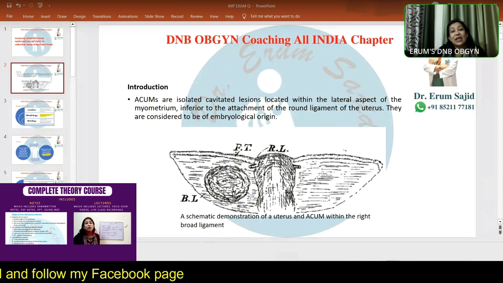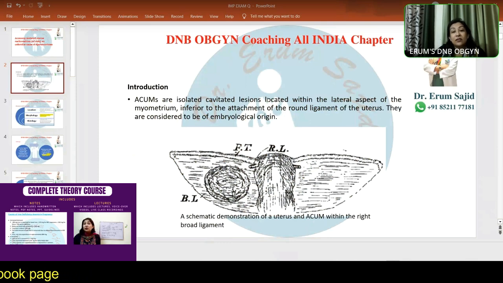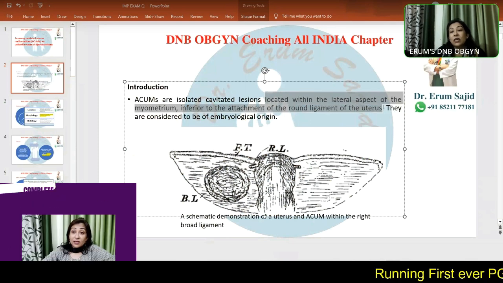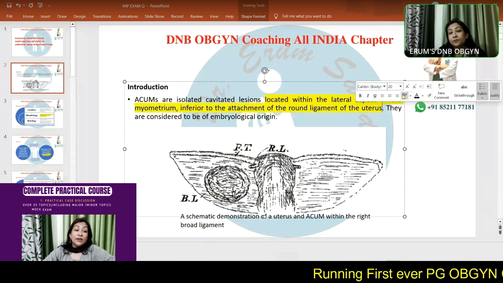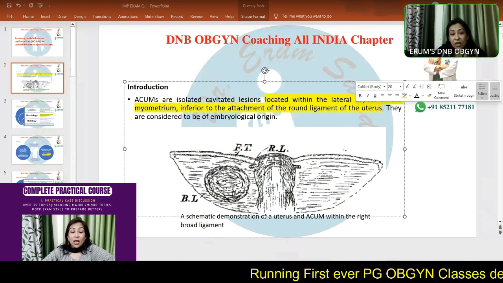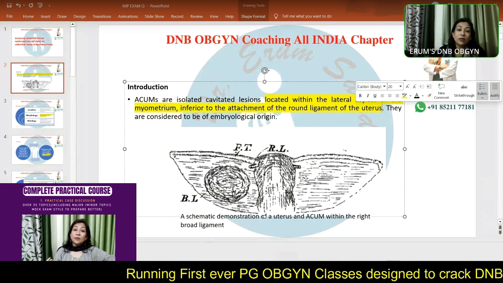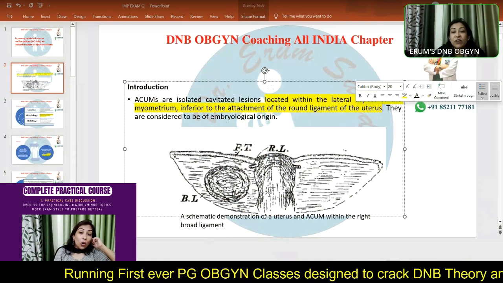So they are basically isolated. See, you can see these cavitated lesions. Where they are located is important. Located within the lateral aspect of the myometrium, inferior to the attachment of the round ligament of the uterus. If you write this, you've got the marks. You've got the marks, because this is very important.